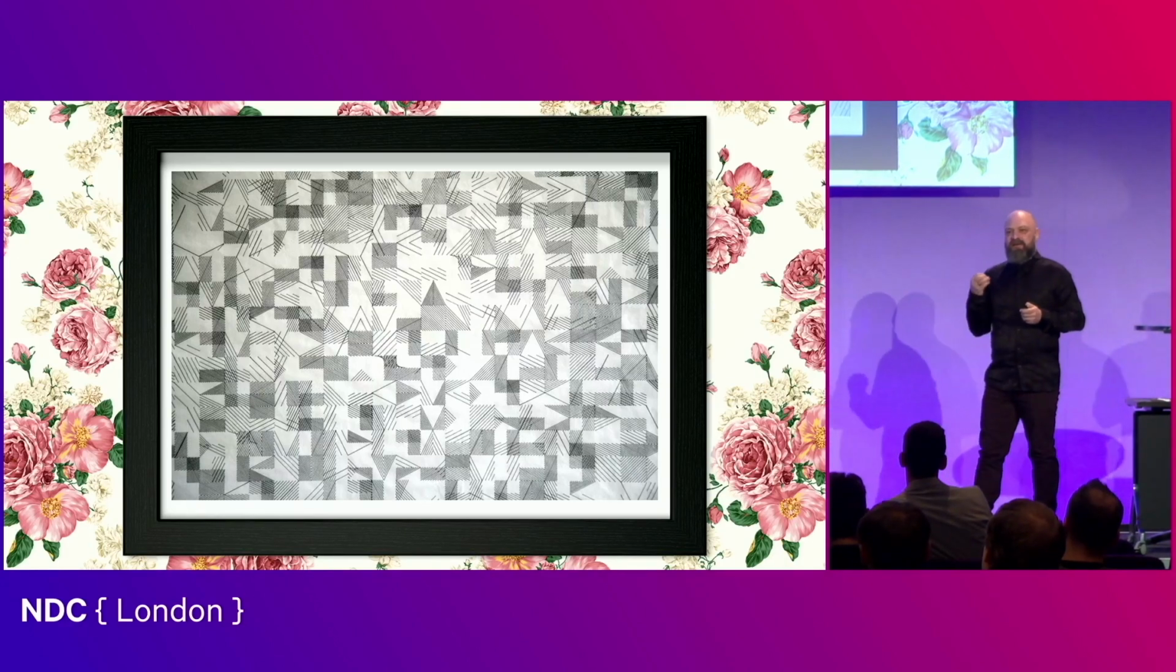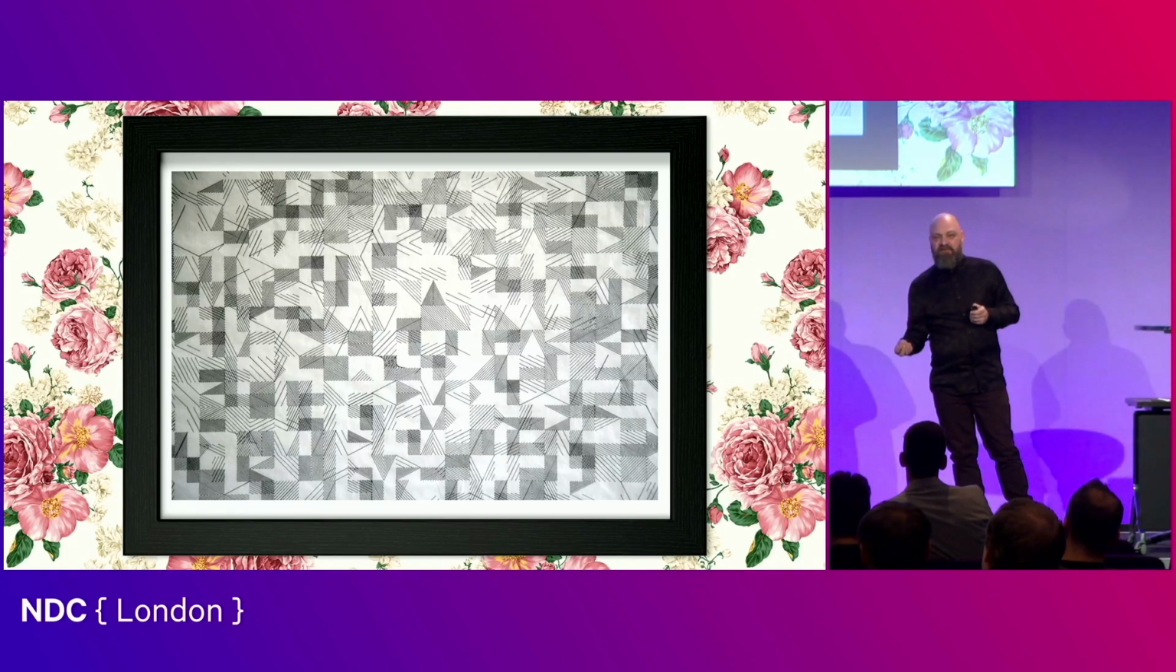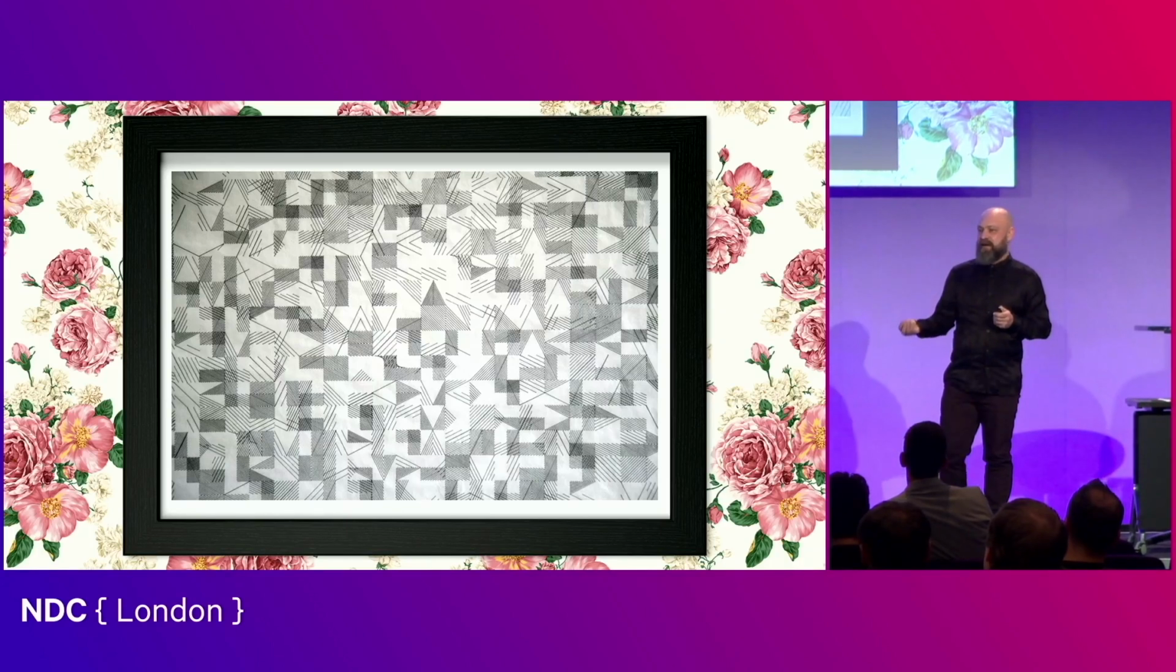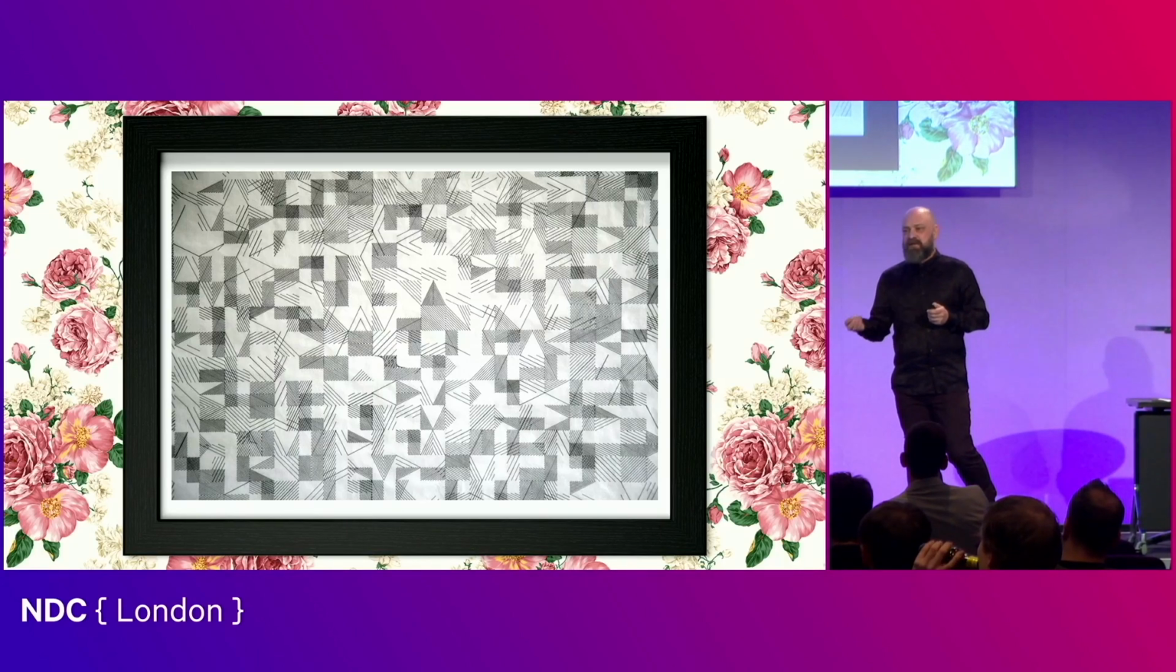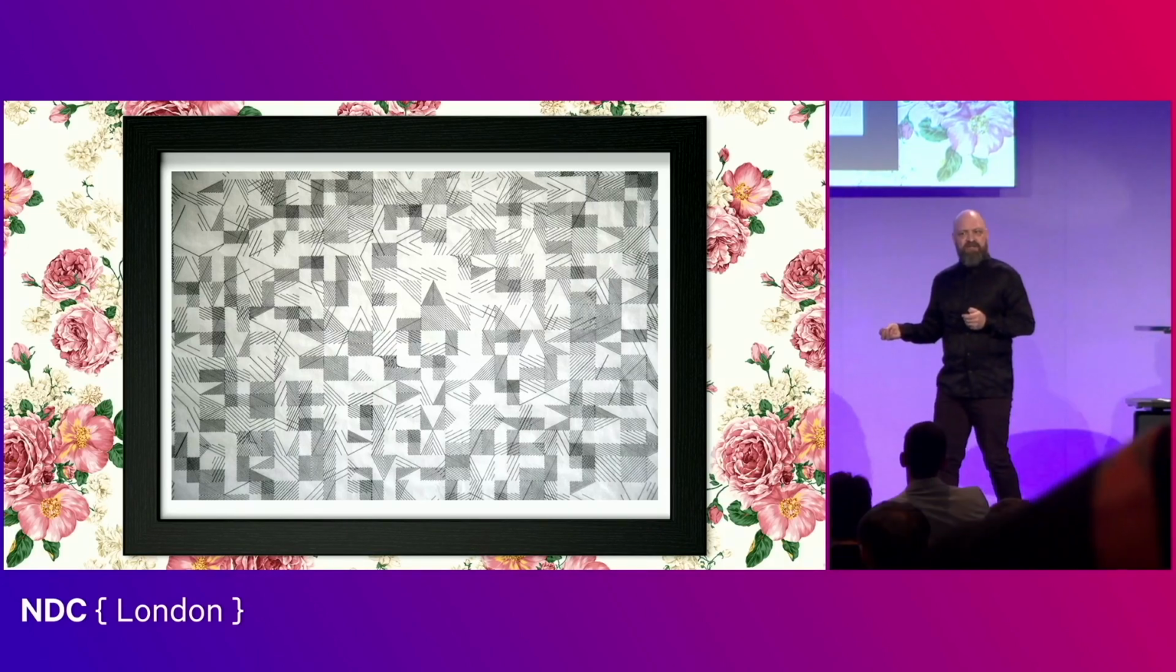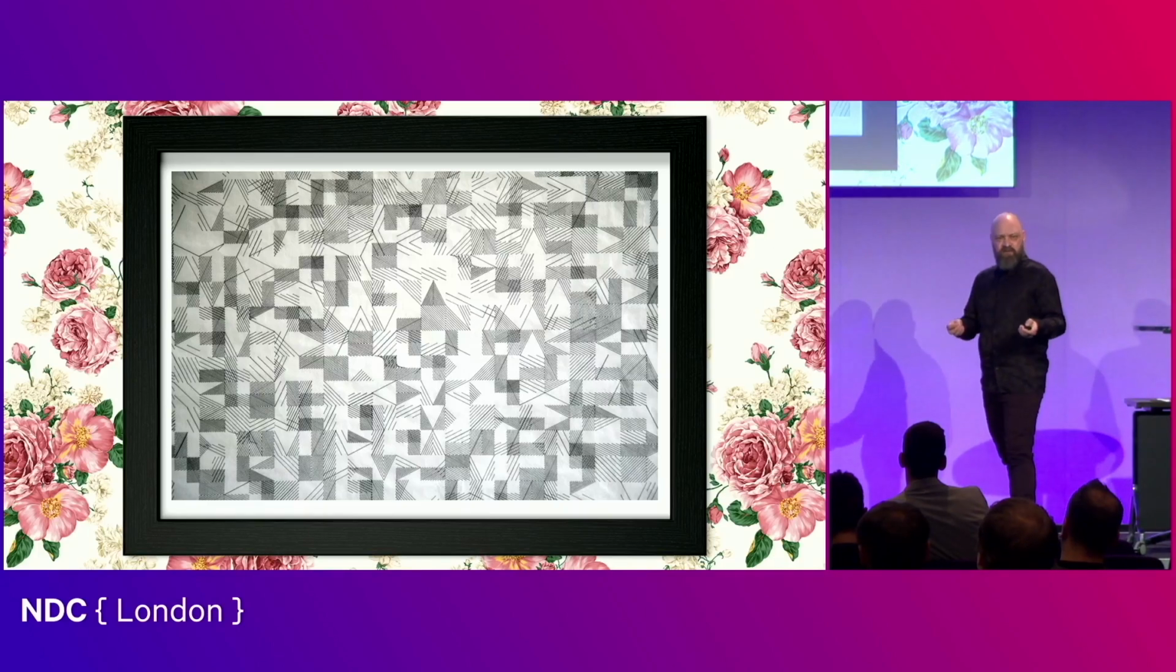And Vera Molnár changed things. She had a very different approach to the men who came before her. Most of the men were mathematicians or engineers. Vera Molnár was a trained artist, and she had a different approach to this.